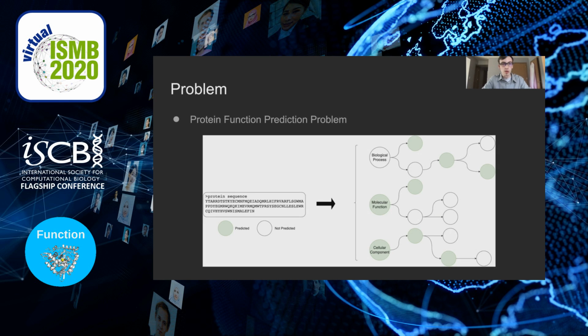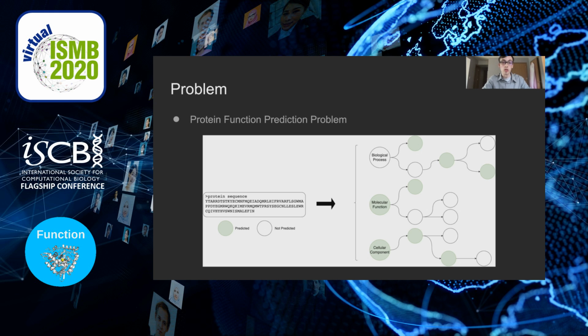So first I'd like to give a bit of background on the problem. So the problem is the protein function prediction problem. That is, given an unseen protein sequence, we must determine its biological functions. The way we do this is through the gene ontology terms, and the gene ontology is represented through three separate trees which represent the biological processes, the molecular functions, and the cellular components.